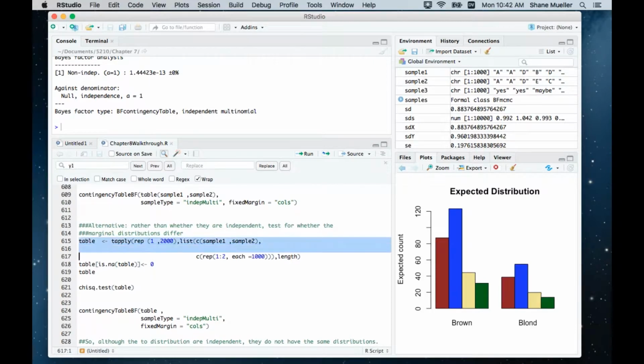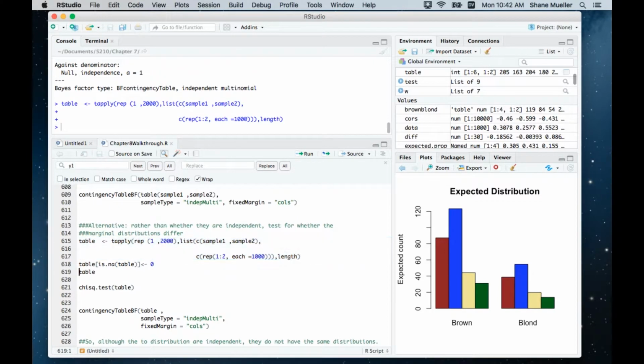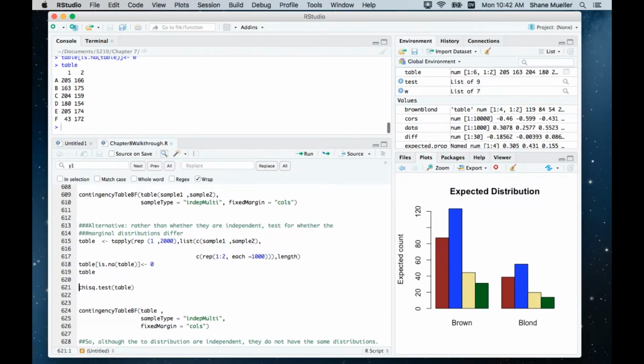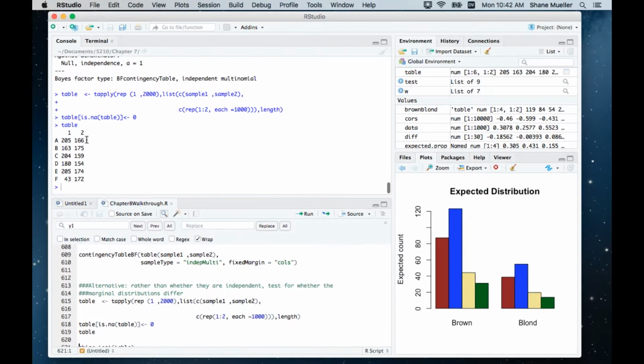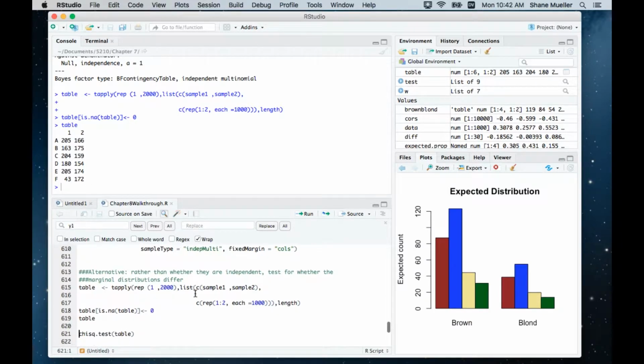Here's another table that specifies, this is sort of like the hair eye color, but notice we've got different outcomes. This is yes or no, and this is a bunch of categorical values.